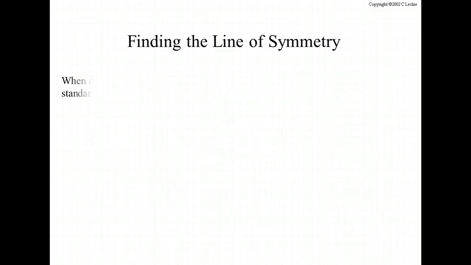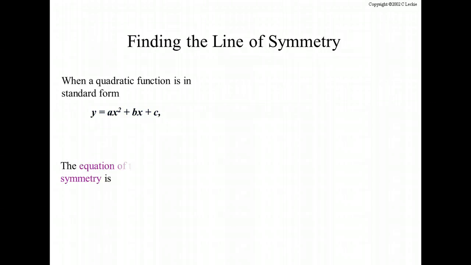Finding the line of symmetry is a little bit different when we have standard form. We use an equation to find the line of symmetry. The equation is x equals negative b over 2a.